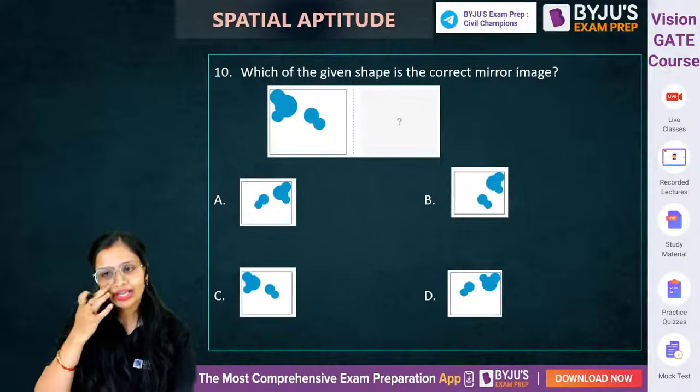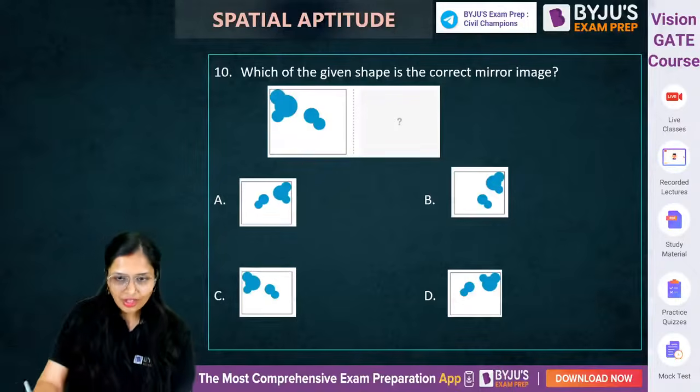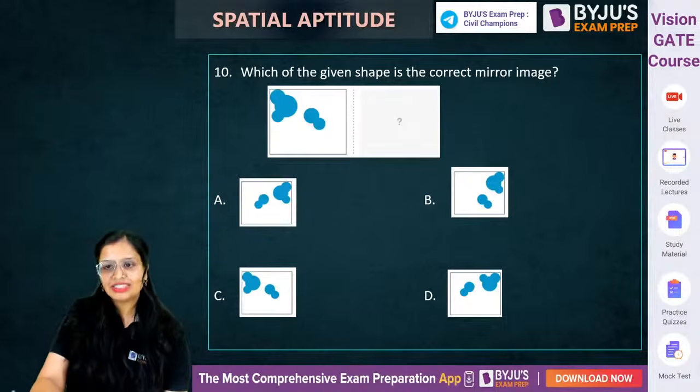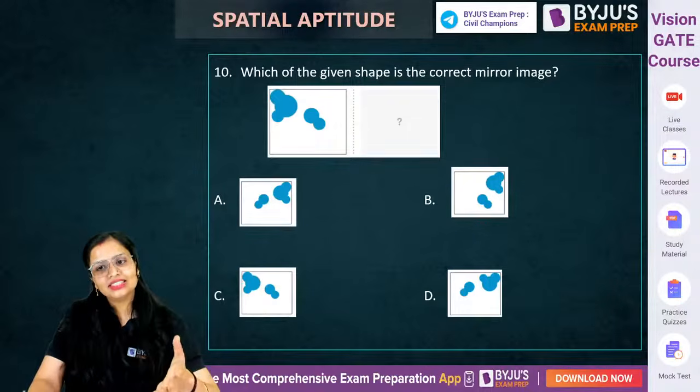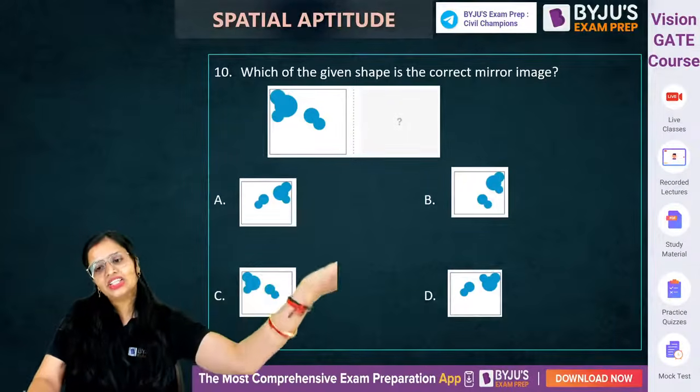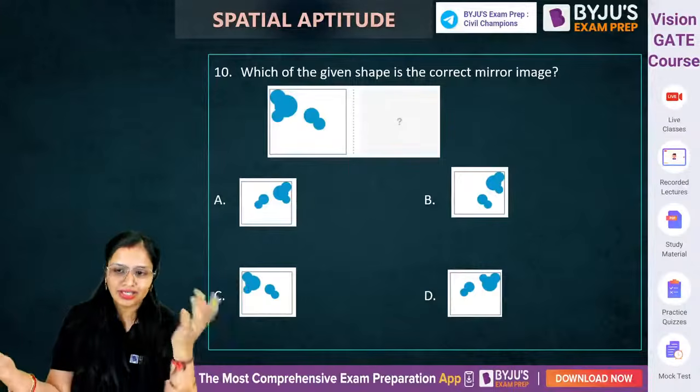Now, again a mirror image question. Which of the given shapes is the correct mirror image? Just check it out. The basic concept is that the one which is on the extreme left will go to the extreme right. Now tell me.